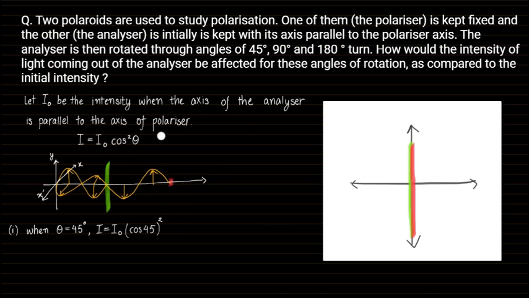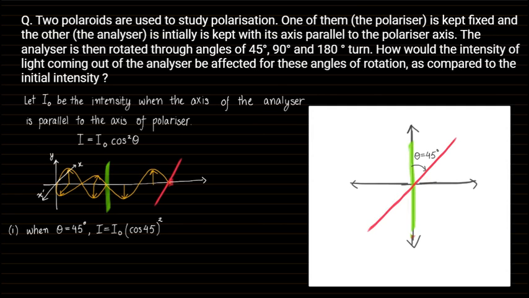So now consider the analyzer is rotated by an angle of 45 degree. In that case, what happens to the intensity of the light coming out? Substitute theta equals 45 in this relation. So I can write intensity I equals I naught times cos of 45 whole thing square.